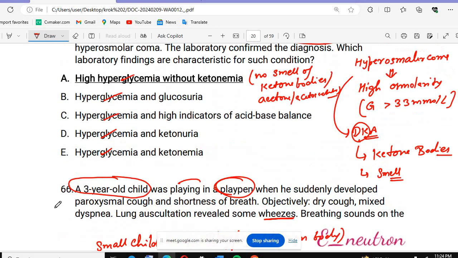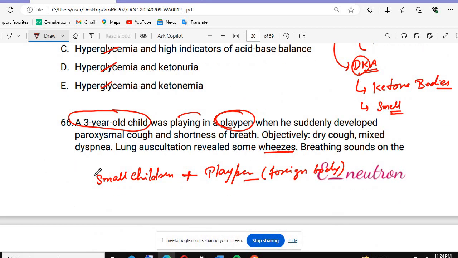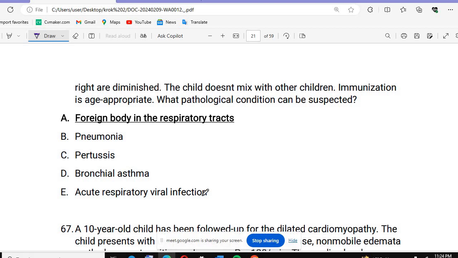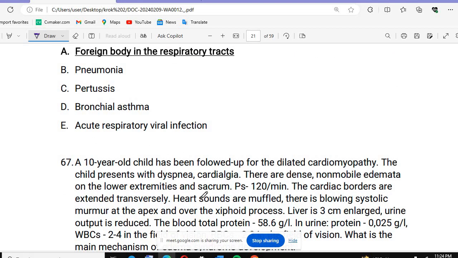So in any question where you get a small child with a possible foreign body, and suddenly developed paroxysmal cough and shortness of breath, it means he has put everything in his mouth, okay. So something he or she put in his or her mouth, and that becomes foreign body aspiration, a foreign body in the respiratory tract.